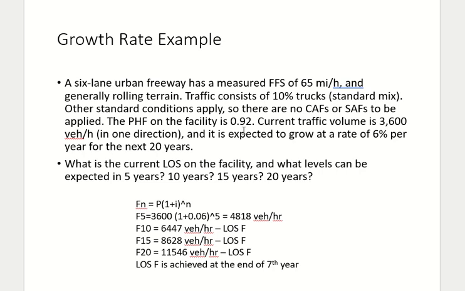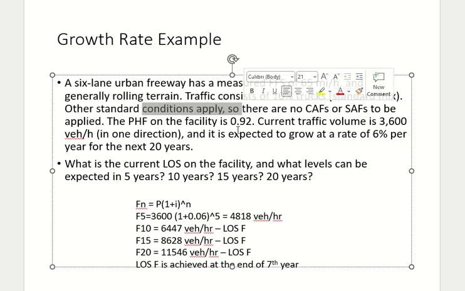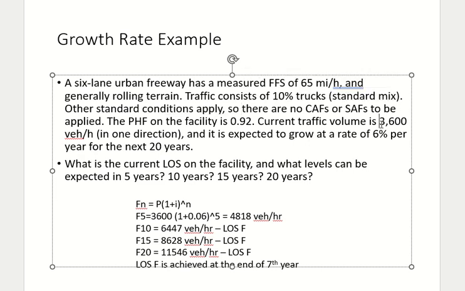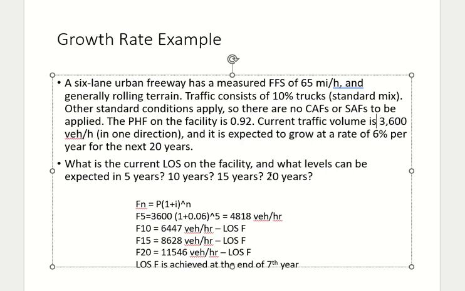So we have a 6-lane freeway. Trucks are given, terrain is given, free flow speed is given. They are saying no adjustments are required because we have standard conditions. Peak hour factor is given, and the current traffic volume is given. The traffic volume grows 6% every year, and for the next 20 years the growth rate will remain the same. So every year it will increase by 6%. We have to find the level of service at this volume, and then after 5 years, 10 years, 15 years, and 20 years as well.